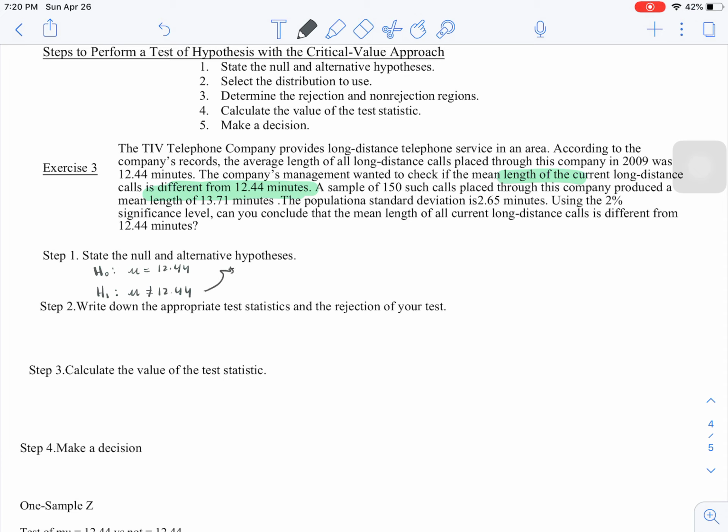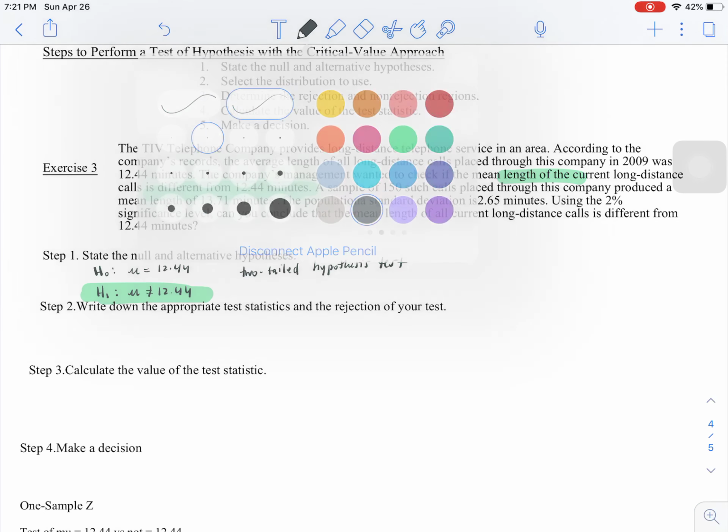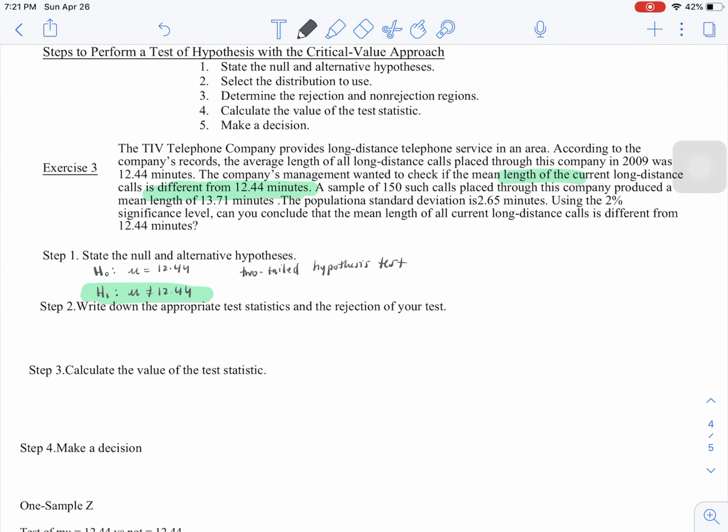One thing you'll note here, this is called a two-tailed hypothesis test. And it's two-tailed because of the alternative hypothesis. In general, we determine what kind of hypothesis test it is, left-tailed, right-tailed, or two-tailed, based on the alternative. The alternative here, we look at the sign in the alternative hypothesis. The sign here is a does not equal sign, so it's two-tailed.